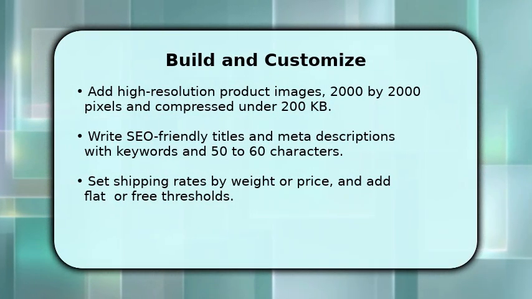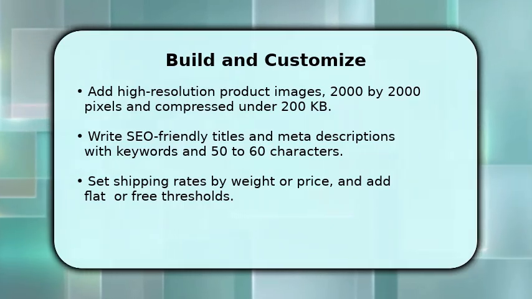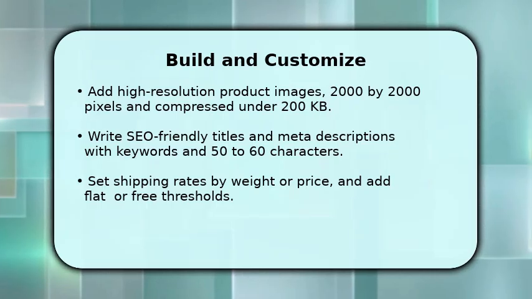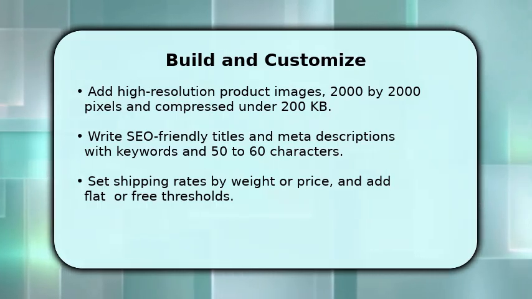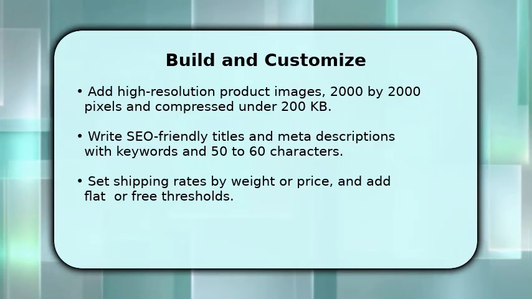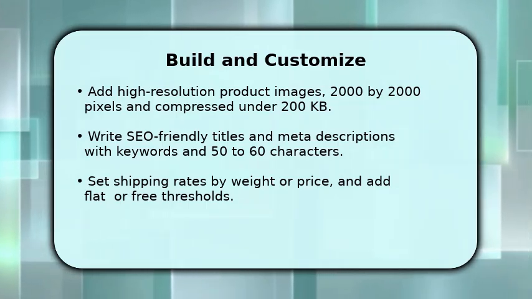Add high-resolution product images, 2000 by 2000 pixels, and compressed under 200 KB. Write SEO-friendly titles and meta descriptions with keywords and 50 to 60 characters.